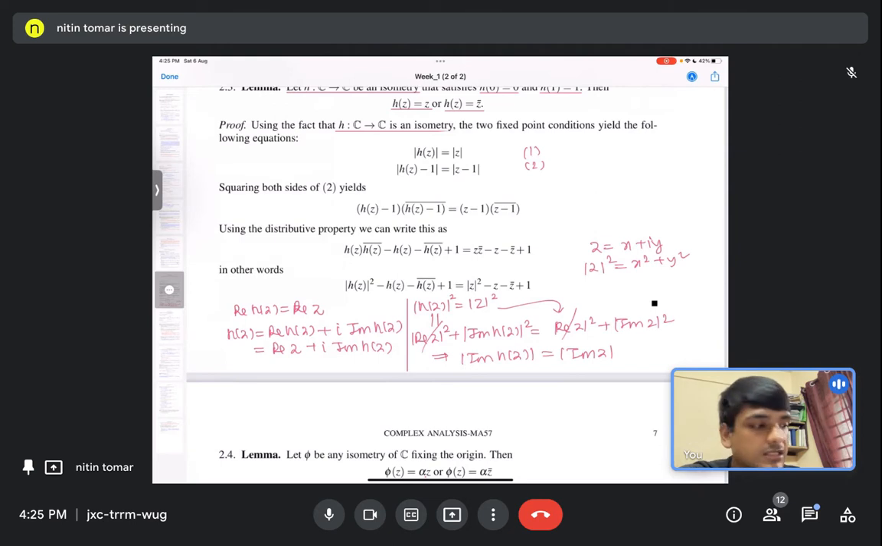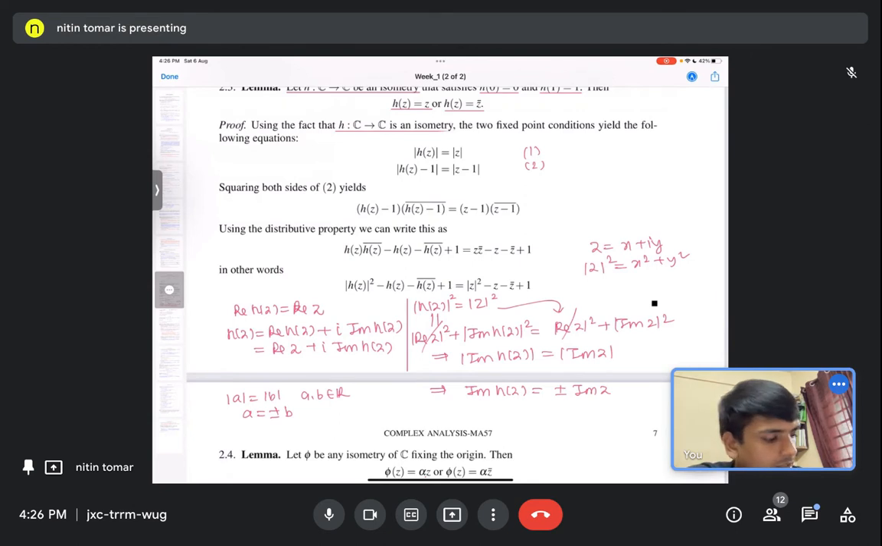Now remember, all these are real numbers. So if mod a equal to mod b, where a and b are real numbers, now what is the possibility that a equal to plus minus b? This is the only possibility, right? So this implies that imaginary part of h of z is actually plus minus imaginary part of z.